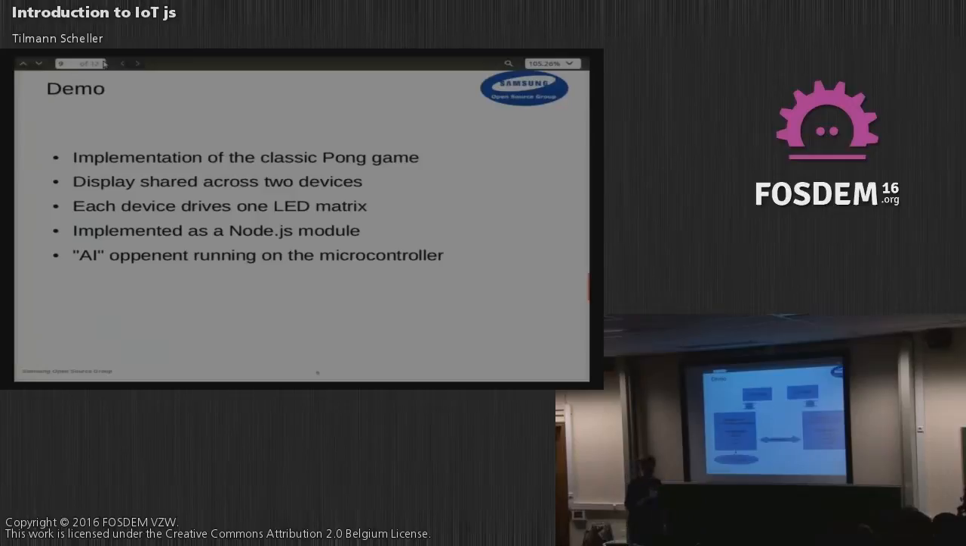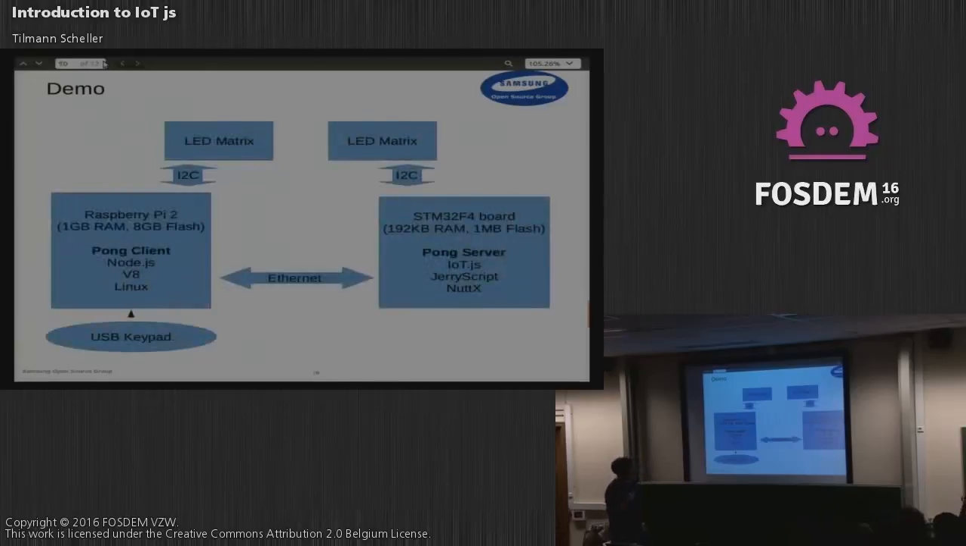Essentially we implemented a simple client-server system for Pong, and we are running the client on the Raspberry Pi. There you can also see that there's a USB keypad connected to control it, and the computer opponent runs on a microcontroller, and all of it is implemented in JavaScript. So both devices are running JavaScript code, no JS modules, but you can see the underlying stack running the JavaScript code is quite different.